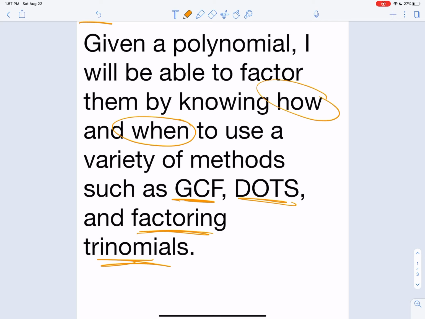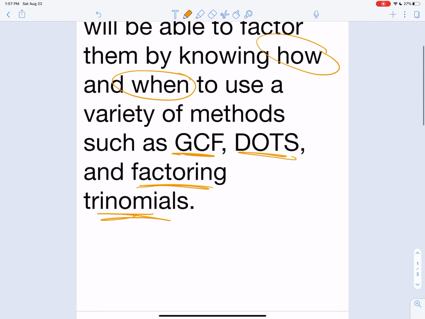So make sure, and I'll check in with you guys at the very end. Think about that, have that in the back of your mind, and I'm going to keep repeating those ideas. How do you know how to use it, how to factor, and when to use it, okay? Because there's no point in knowing how to use it if you don't know when to use it.